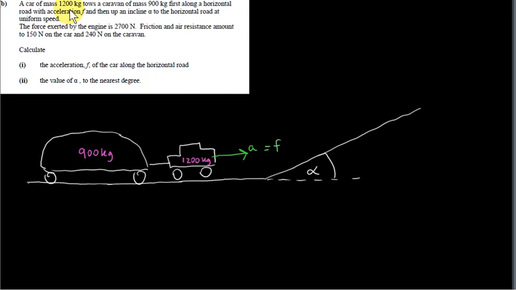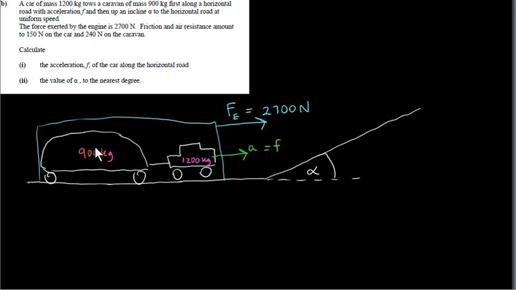A car of mass 1,200 kilograms tows a caravan of mass 900 kilograms, first along a horizontal road with acceleration f, and then up an incline alpha to the horizontal road at uniform speed. The force exerted by the engine is 2,700 newtons. So let's look at the force on this system. We could treat the system as consisting of caravan and car.